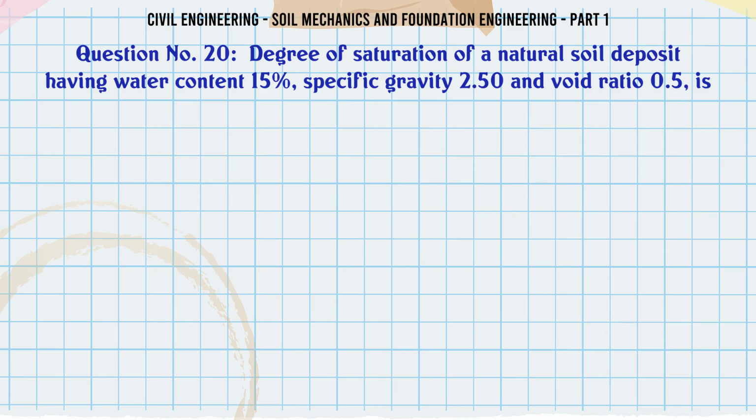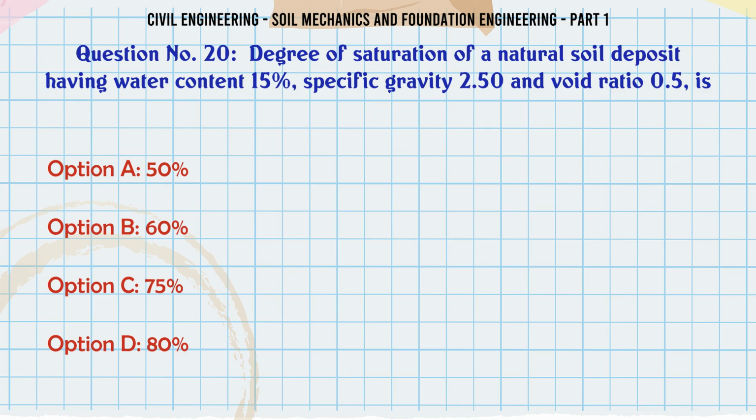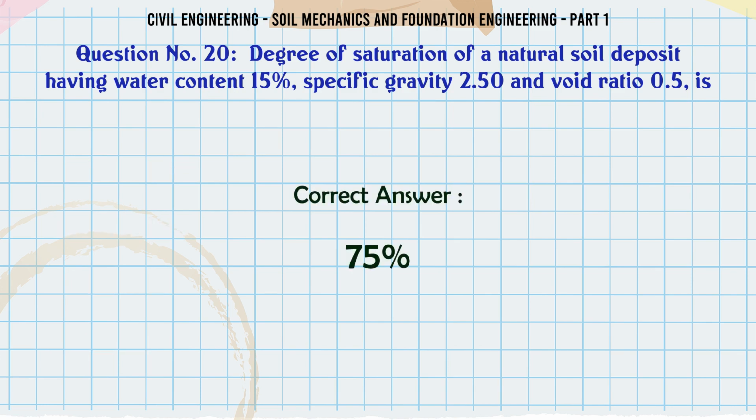Degree of saturation of a natural soil deposit having water content 15%, specific gravity 2.50 and void ratio 0.5, is: A. 50%, B. 60%, C. 75%, D. 80%. The correct answer is 75%.